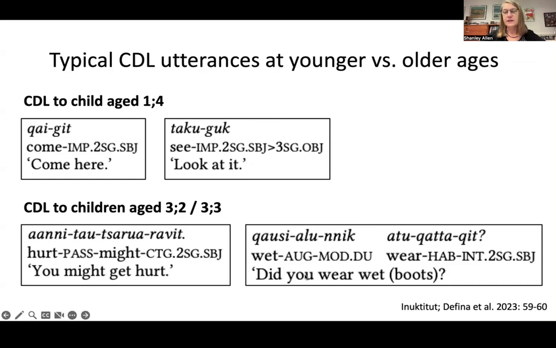And the second utterance here, Hausialonik atuhatakit, did you wear your wet boots, has 2 words. It's an object and then the verb. The verb, like in the earlier utterances, has a verb root and an inflection, but also an aspect marker. And the noun has a dual case marker, which is also relatively rarer. And so these things start appearing more in slightly older children.